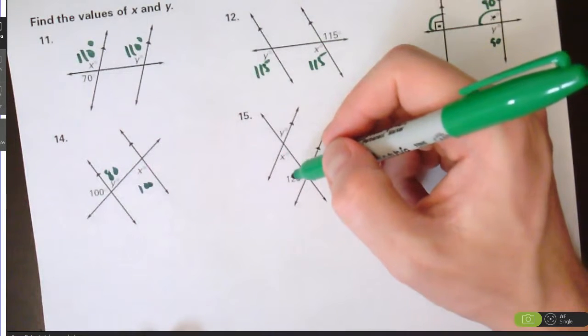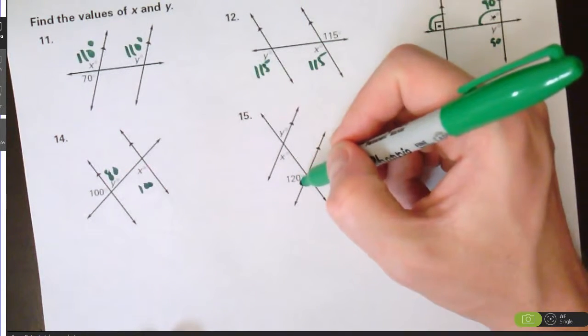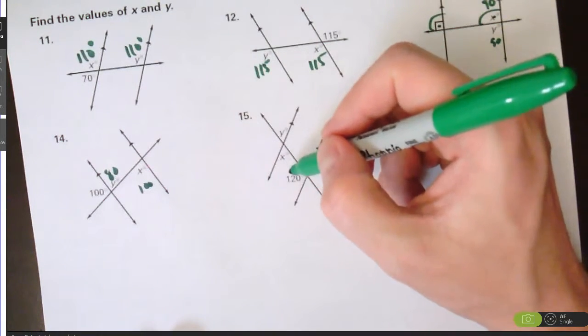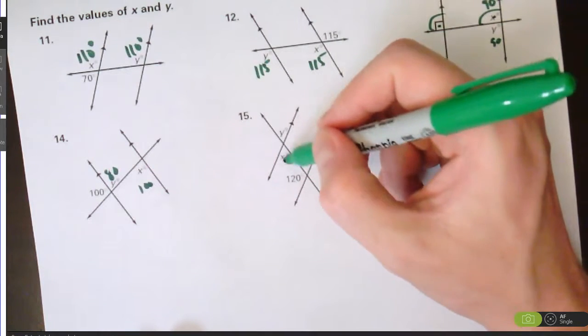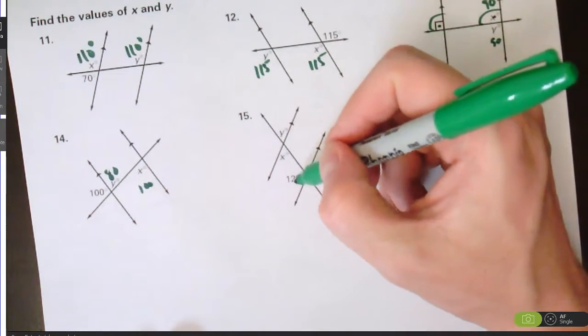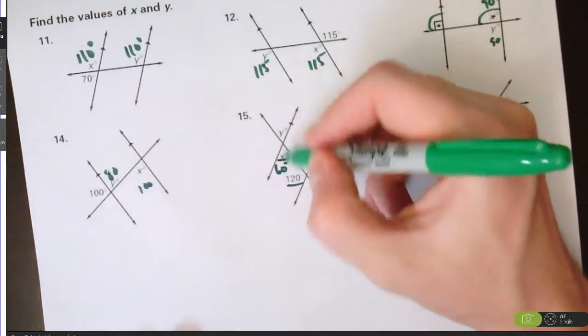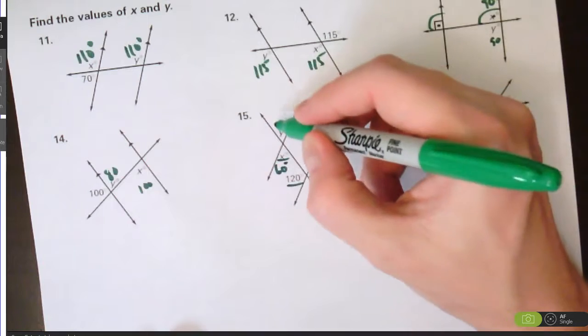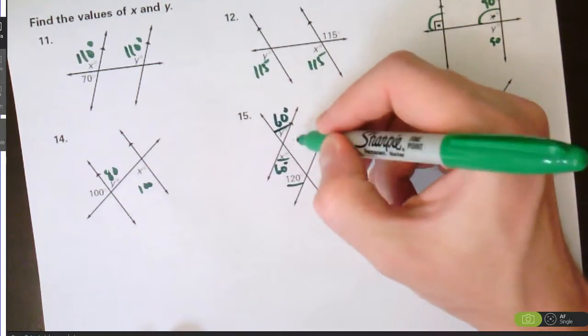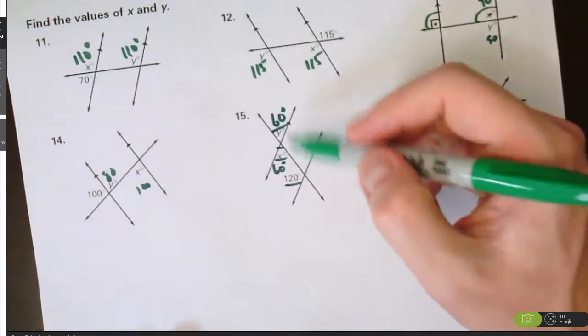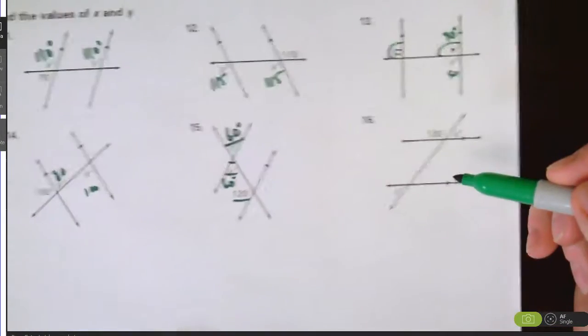For 15, X and 120 are going to be consecutive interior angles, so they're going to be supplementary. So if this is 120, this has to be 60 to be supplementary. And then those two are opposite angles that are congruent, I mean they're vertical angles, sorry. They're vertical angles, so they're opposite and congruent.